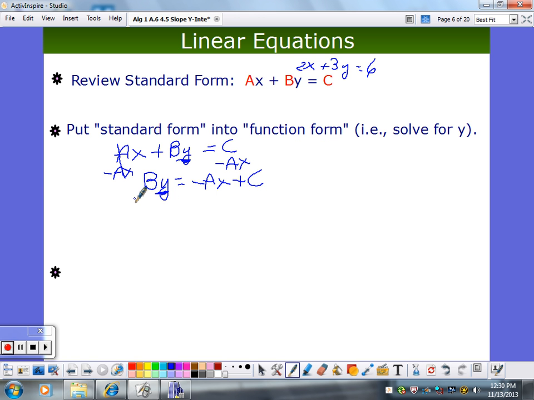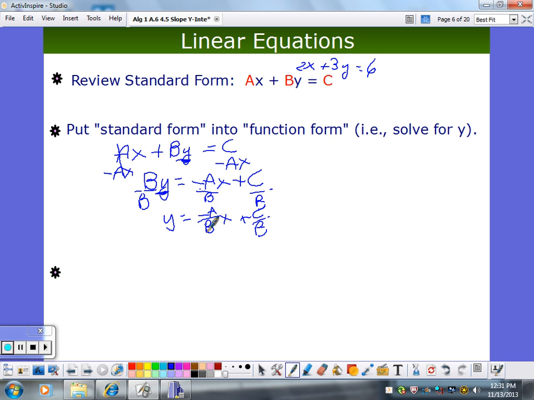I want y by itself, then what? What gets divided by b? Thank you. So I'm dividing everything by b. Now remember what these are here. So what am I getting? I'm getting y equals negative a over b x plus c over b.